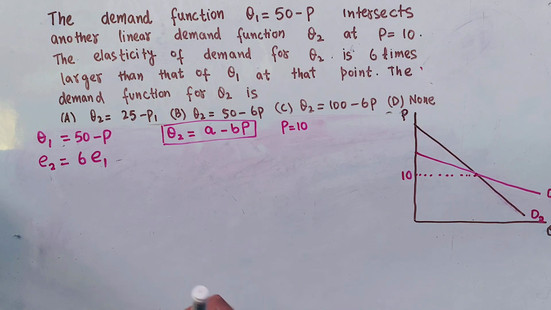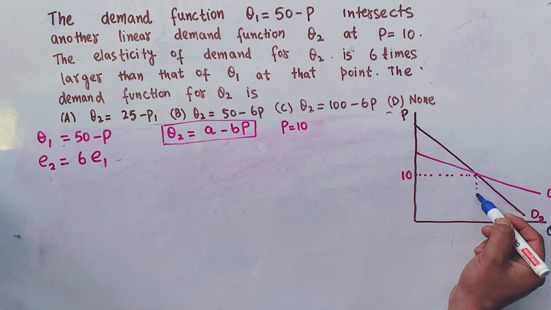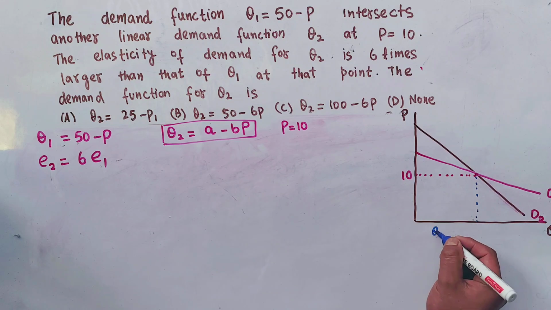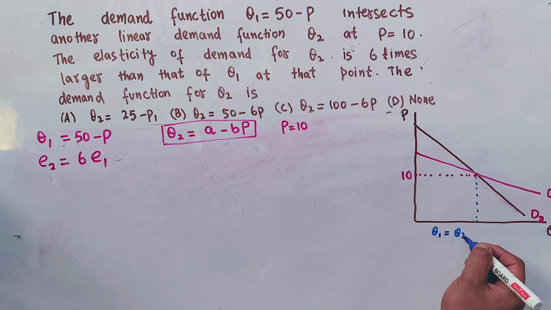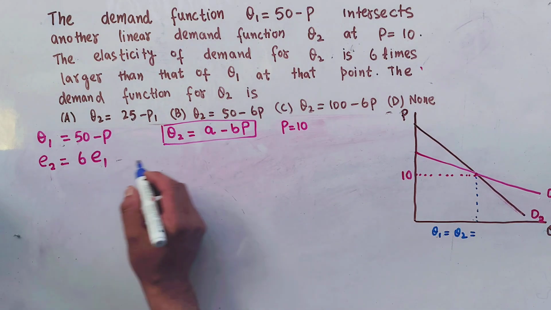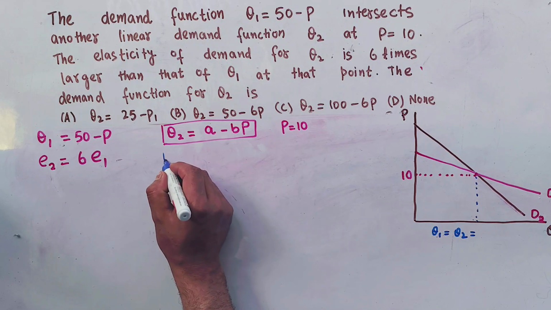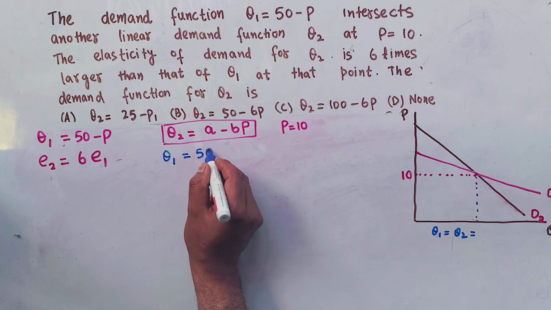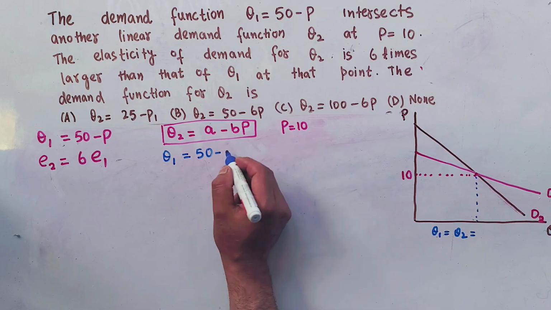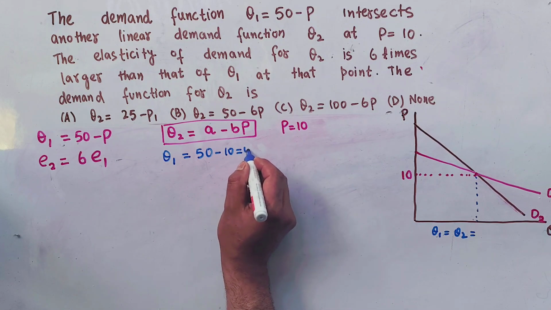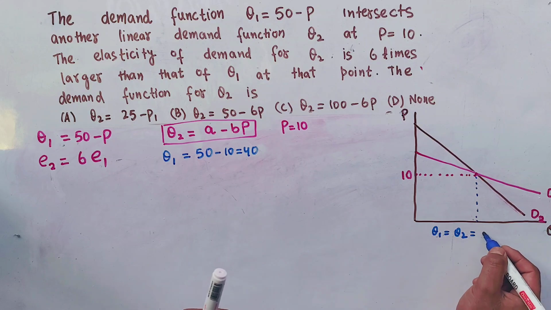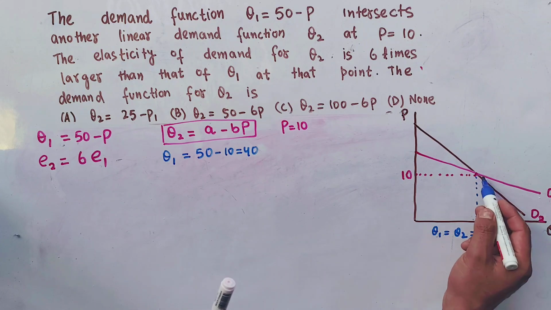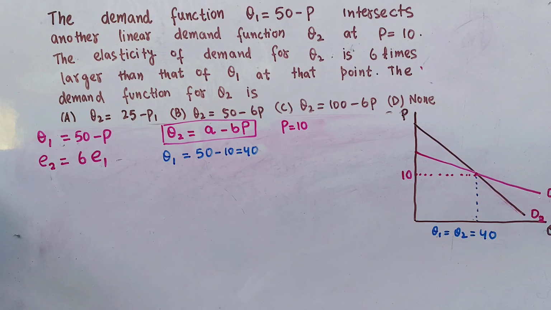So what will be the quantity demanded for Q1 and Q2? Because they intersect each other, Q1 will be equal to Q2, which we need to find out. So let us first find Q1. The quantity demanded of good Q1 will be equal to 50 minus the price at that very point, that is 10, which is equal to 40. So Q1 = 40, which is equal to Q2 here, because they both intersect at that very point.